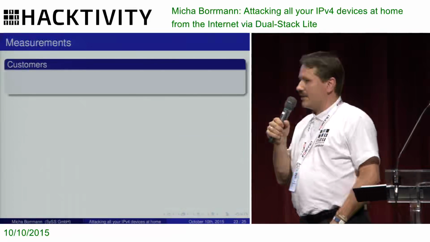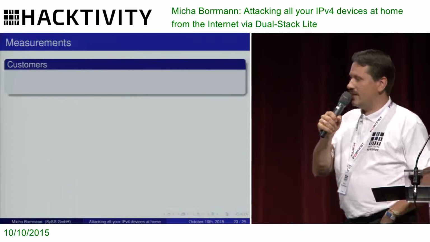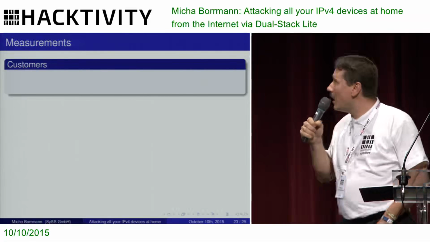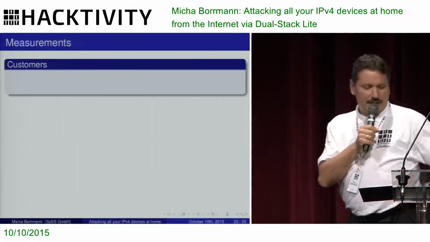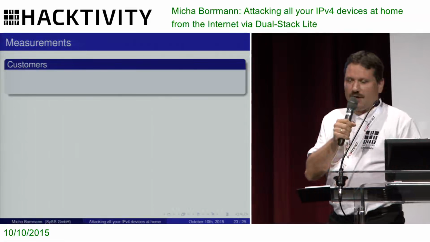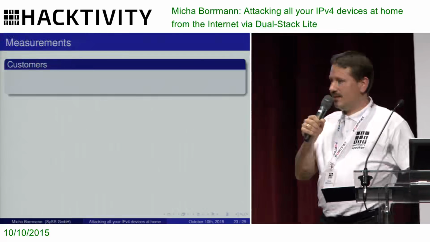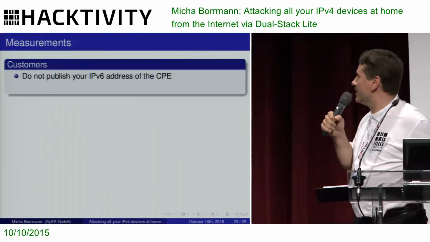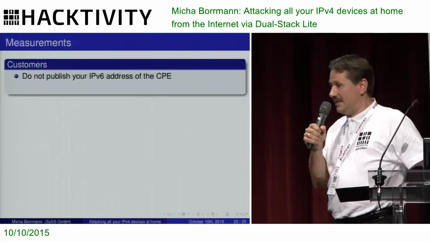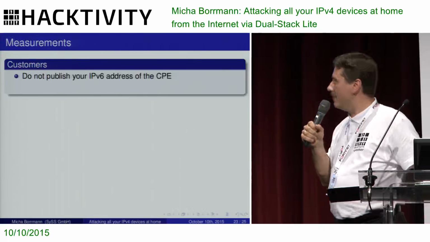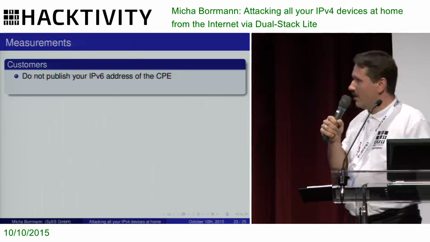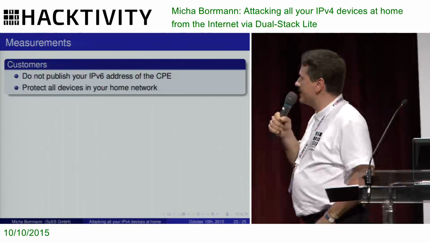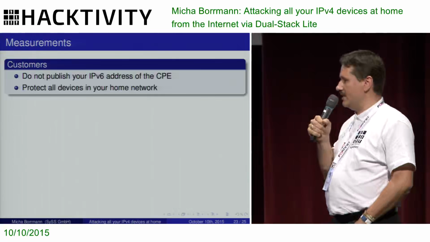Well, I work as a penetration tester, not as an attacker, and my goal is to improve the security level. And there are some measures. If you are a customer who has a Dual Stack Lite internet access, do not publish the IPv6 address of your CPE, because it's a secret, the only secret you have. It's not so-called authentication, but it's the only secret.